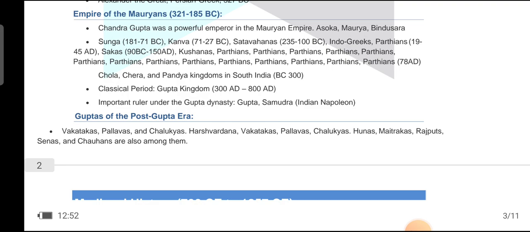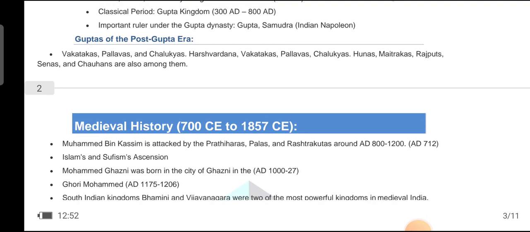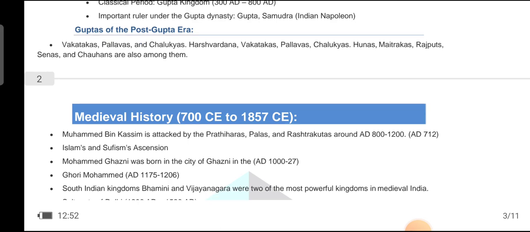Next point is the classical period, Gupta kingdom, 300 AD to 800 AD. Next point is important rulers under the Gupta dynasty, Samudragupta, the Indian Napoleon, and the Guptas of the post-Gupta era. Vakatakas, Pallavas and Chalukyas, Harshavardhana, Hunas, Matrikas, Rajputs, Senas and Chauhans are also among them.